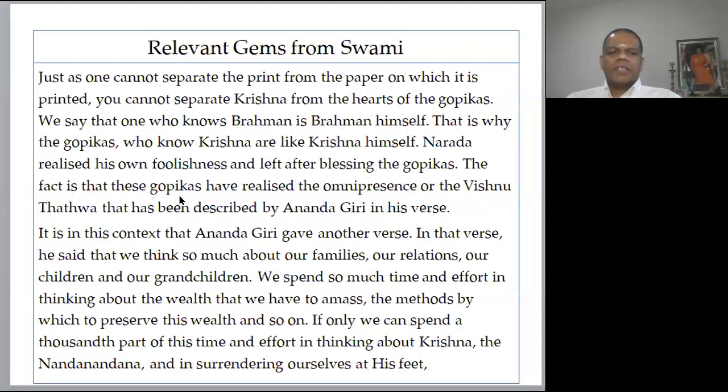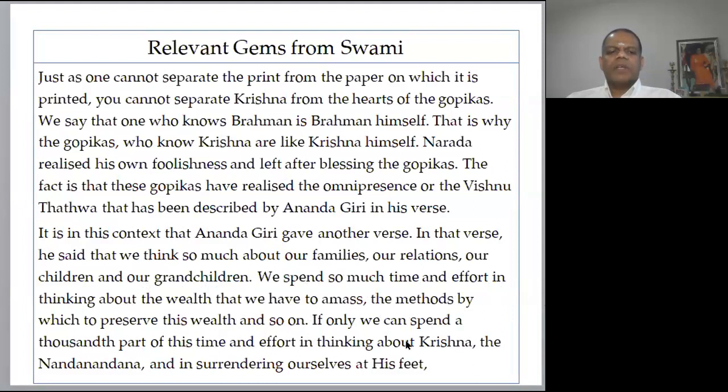The fact is that these Gopikas have realized the omnipresence, or the Vishnu Tattva, that has been described by Anandagiri in his verse. It is in this context that Anandagiri gave another verse. In that verse, he said that we think so much about our families, our relations, our children, and our grandchildren. We spend so much time and effort in thinking about the wealth that we have to amass, the methods by which to preserve this wealth, and so on.